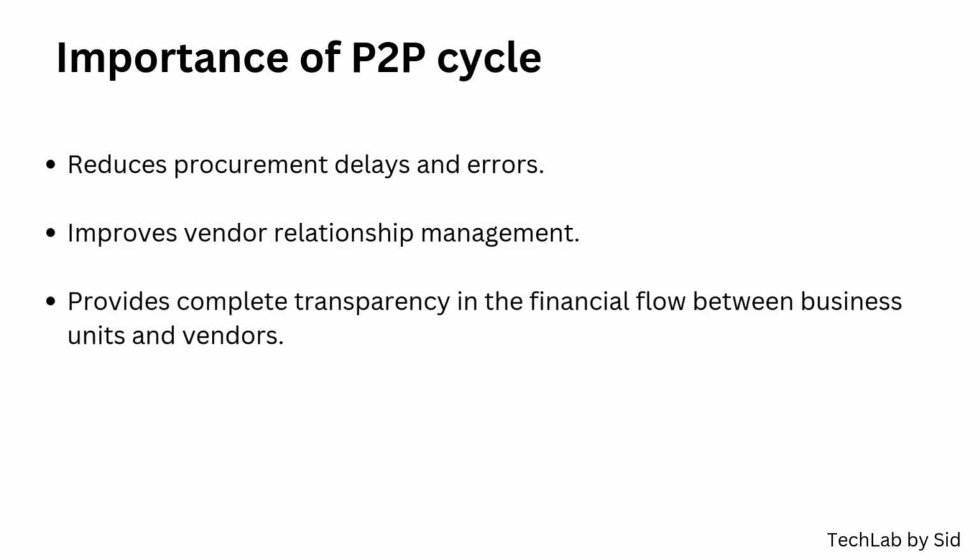A major advantage of the P2P cycle is cost control. By selecting the right suppliers, negotiating favorable terms, and preventing unnecessary purchases, businesses can optimize their spending. The cycle also ensures that companies only pay for what they've received and verified, thus preventing overpayments and improving budget management. Moreover, an effective P2P cycle fosters strong, long-term relationships with suppliers.